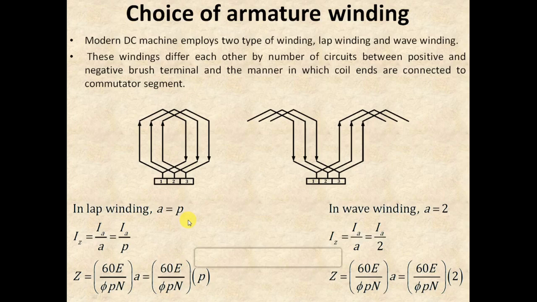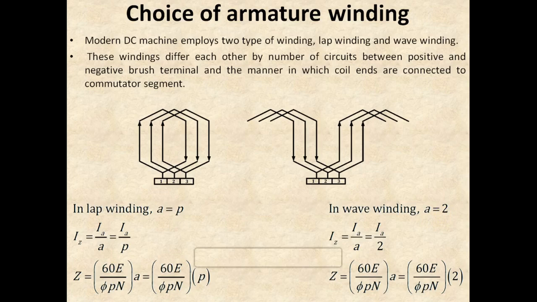You are quite familiar with the distinguishing features of lap winding and wave winding. In the case of lap winding, the number of parallel paths will be same as that of the number of poles. Here we are indicating the number of parallel paths as small a. Whereas in the case of wave winding, the number of parallel paths always remains to be 2.